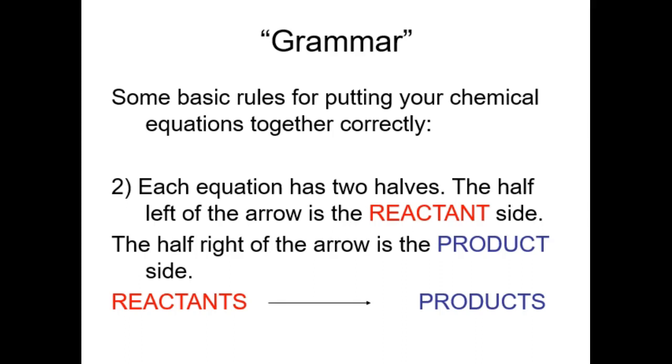We have the reactants and the product side. And remember, the arrow is always pointing to the products. So on the left-hand side is the reactants and the right-hand side is the products. So make sure you're writing all of these down, okay?